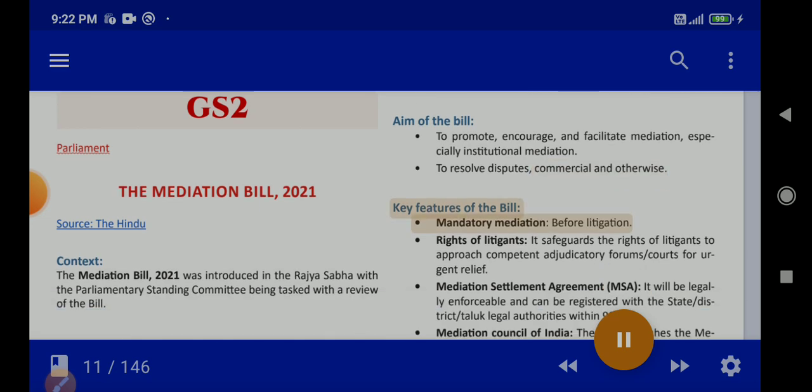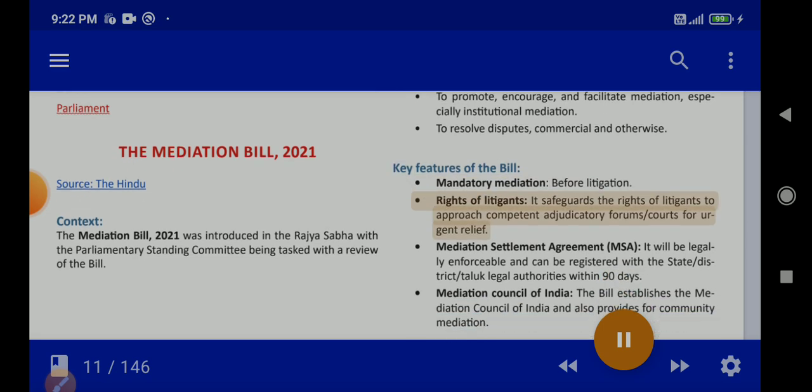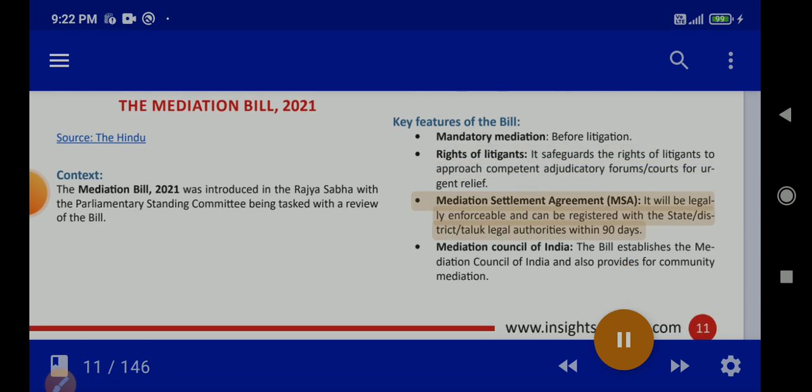Key features of the bill: mandatory mediation before litigation. Rights of litigants: it safeguards the rights of litigants to approach competent adjudicatory forums, courts, for urgent relief. Mediation Settlement Agreement (MSA): it will be legally enforceable and can be registered with the state, district, or taluk legal authorities within 90 days.